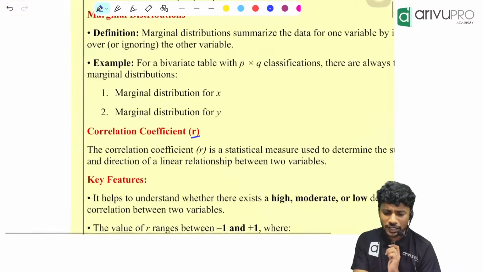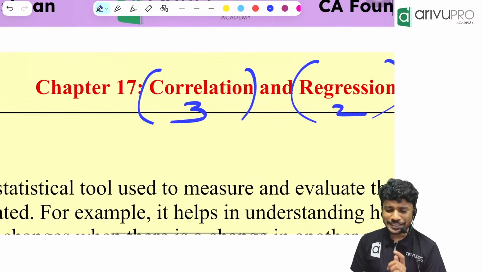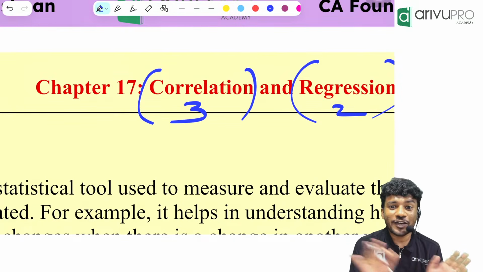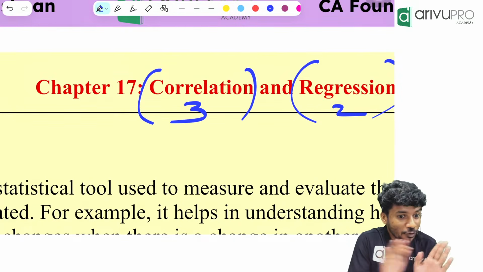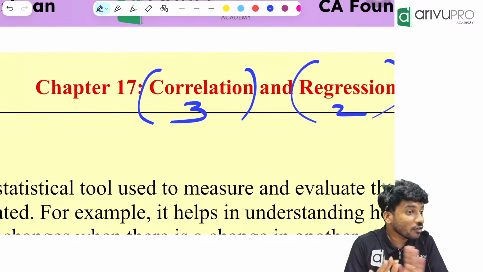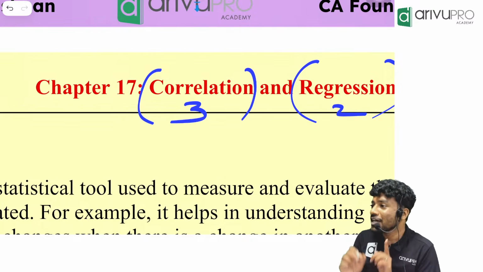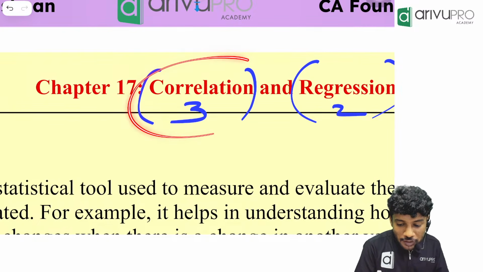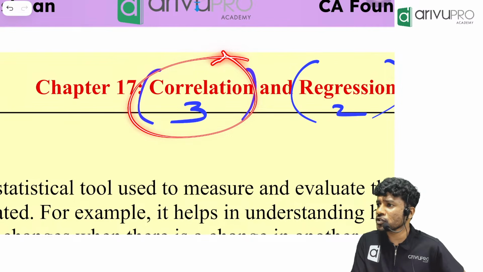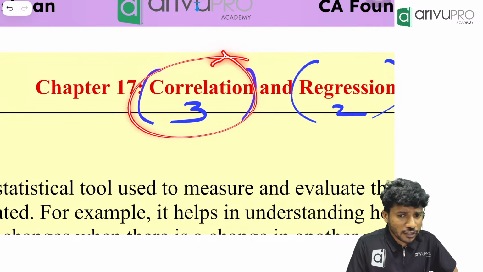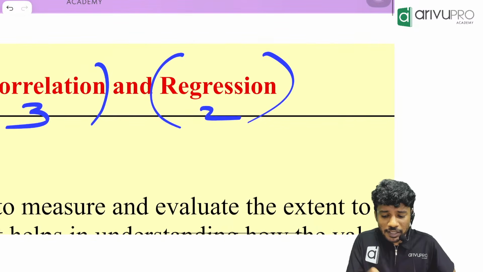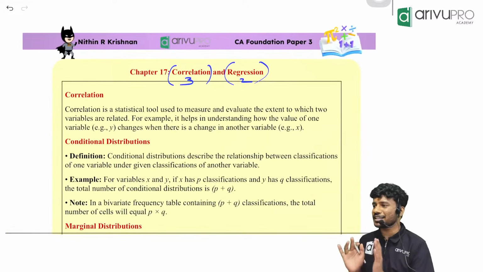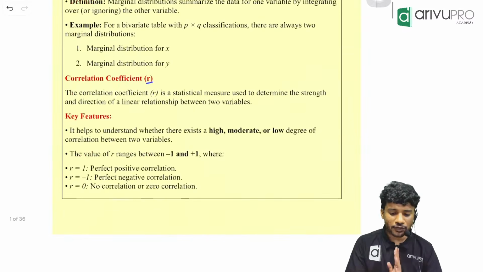Now people, in correlation, what we are going to do is check whether these two variables are related or not. We are not going to find the value of x. We are not going to find the value of y. Instead, we are going to check whether they are related or not related. Then you will ask me, sir, where will you find the value of x or y? That will be in regression. In correlation, we will just find whether they are related or not.